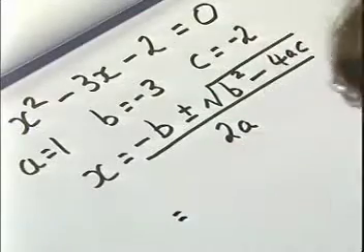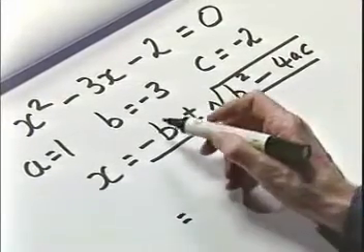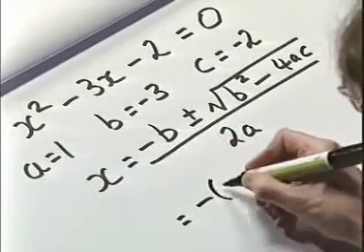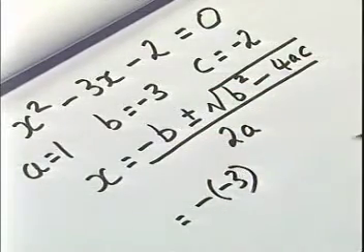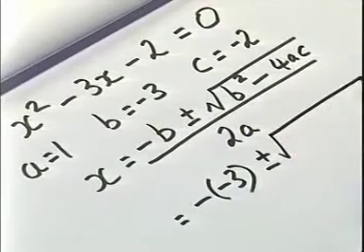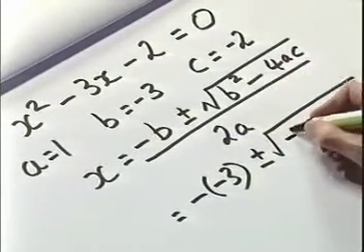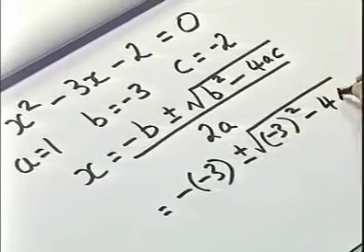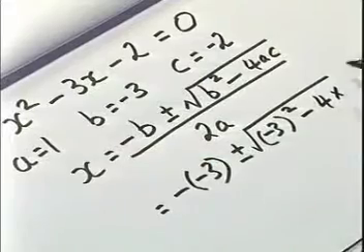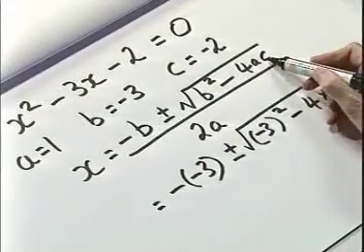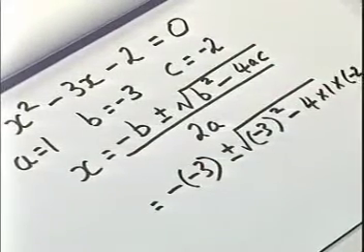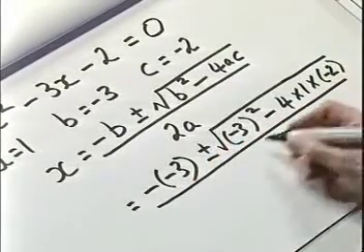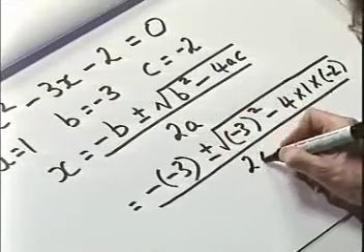Now let's substitute these values in. So b is minus 3, so that's minus minus 3 plus or minus the square root of b squared, minus 3 all squared, minus 4 times a, which is 1, times c, which is minus 2. We'll just extend that square root sign. All over, everything over 2a, which is 2 times 1.